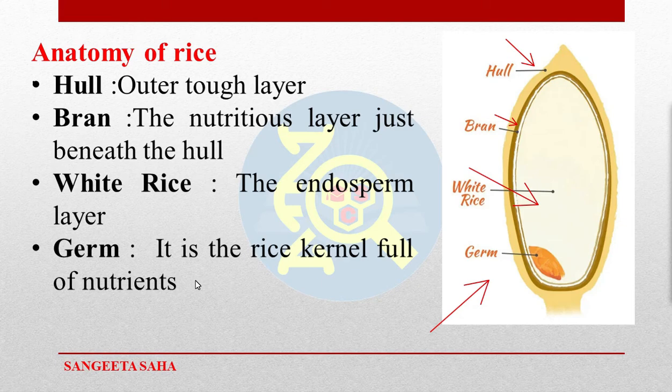Next is the germ layer. What is it? It is found under the hull, and this germ layer is also known as the rice kernel, and it is mostly nutrient dense, full of vitamin B, minerals and proteins. It actually imparts color to the rice and also adds nutritional benefits.